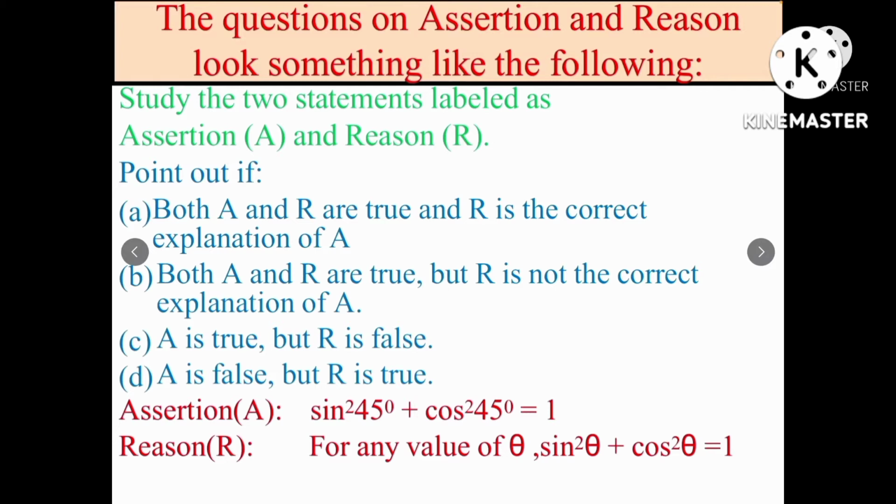The assertion is given: sin square 45 degree plus cos square 45 degree equals to 1, and the reason R is given: for any value of theta, sin square theta plus cos square theta equals to 1. This is the correct structure of an assertion reasoning type question. Now let us know what is assertion.